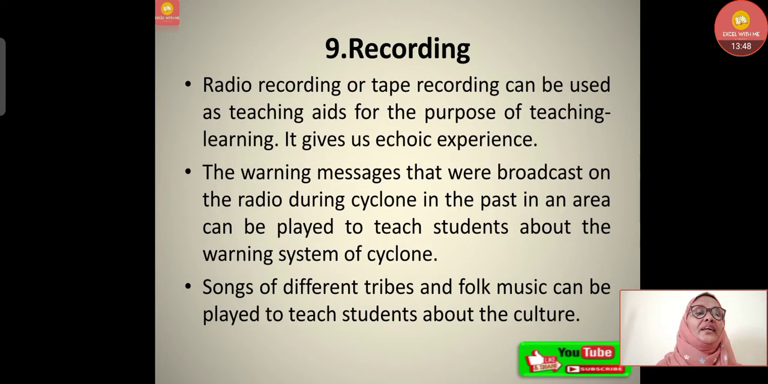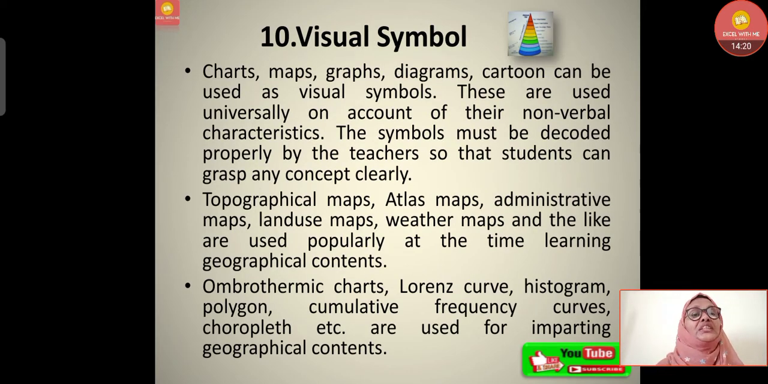Then comes the recording, that is radio recording or tape recording, which can be used as teaching aids for the purpose of teaching learning. It gives us echoic experience. The warning messages that were broadcast on the radio during a cyclone in the past in an area can be played to teach students about the warning system of cyclones. Songs of different tribes and folk music can be played to teach students about our past culture to preserve for future generations.